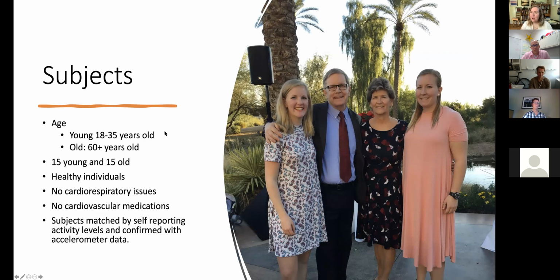Okay, so for our subjects, we are looking for our young subjects to be between the ages of 18 and 35. And then our old subjects, we're looking for them to be 60 years old or older. We're hoping to get 15 in each group. This will be a large enough group to have an effective power. And then we want healthy individuals with no cardiorespiratory issues or cardiovascular medications so that there won't be effects on the blood flow. And then we're going to match our young and our old subjects by their self-reported activity levels, and then confirm those self-reported activity levels with accelerometer data.